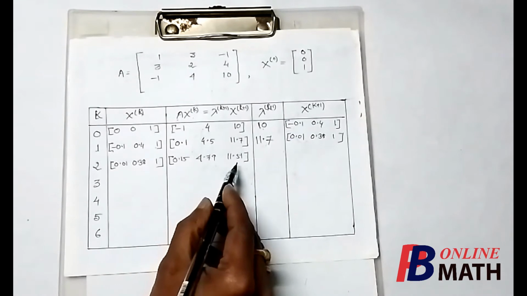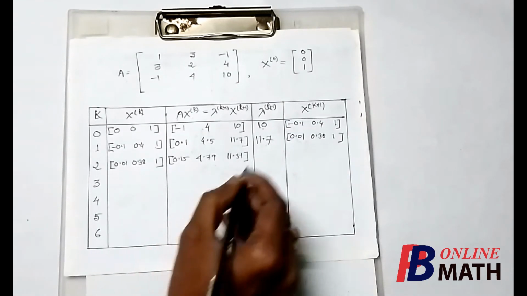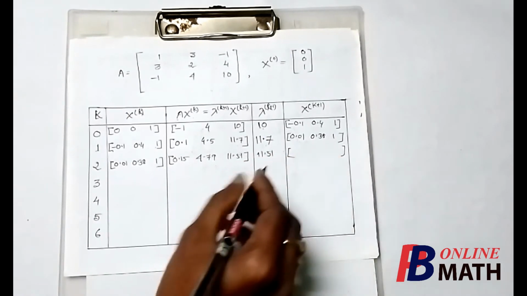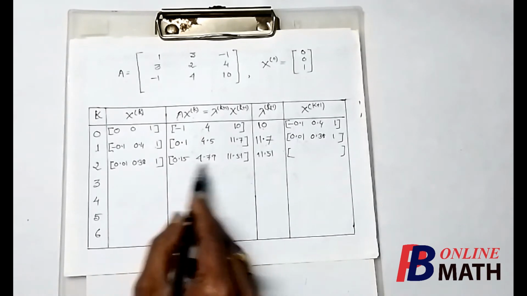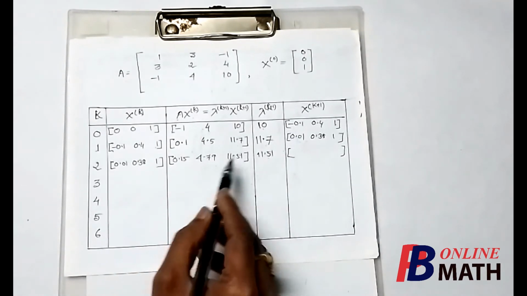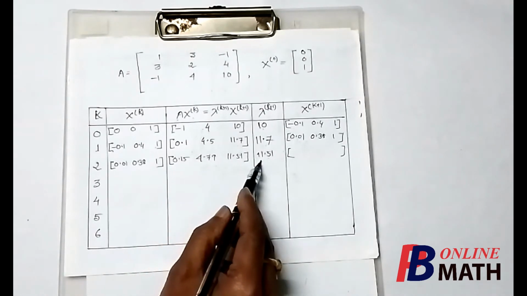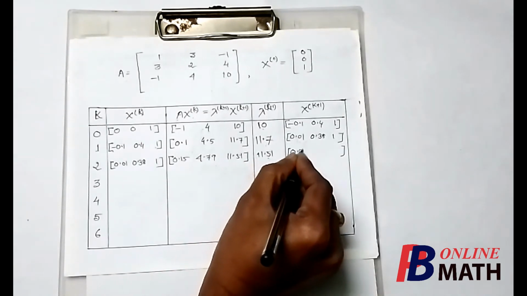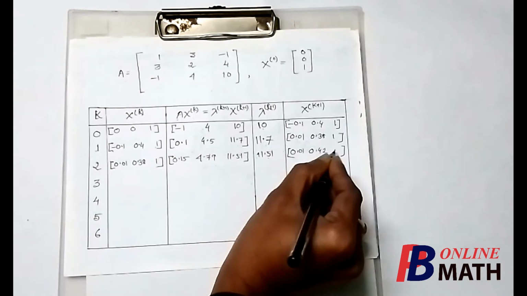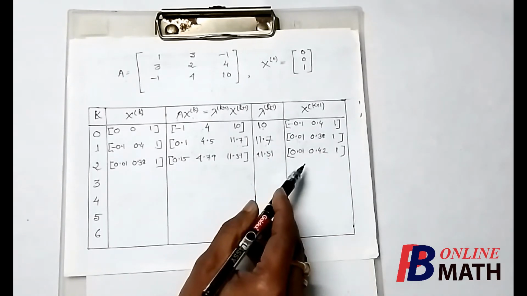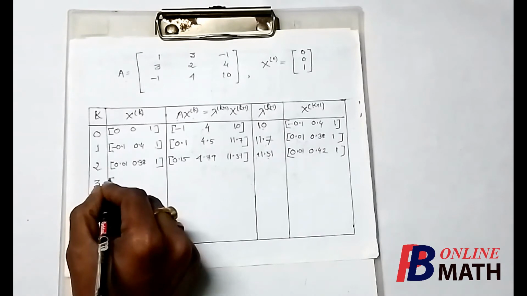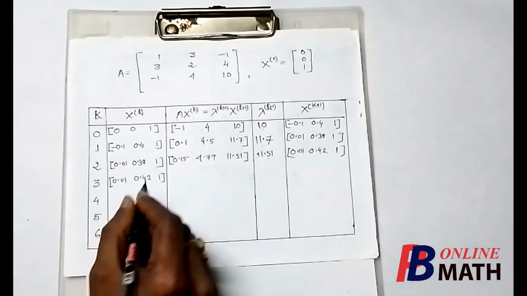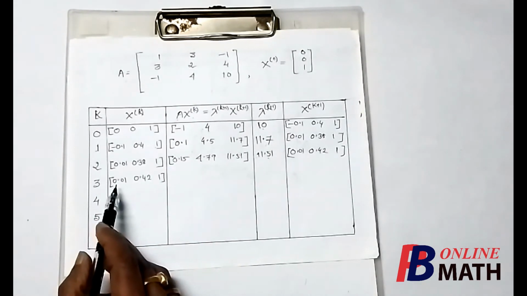So this 11.51 will be the next approximation of the eigenvalue. So here we put 11.51. Then the corresponding eigenvector can be found if we divide this vector by 11.51. So if we divide this vector by 11.51, then we get 0.01, 0.42 and 1. So this is the next approximation of the eigenvector. So here we write 0.01, 0.42 and 1.